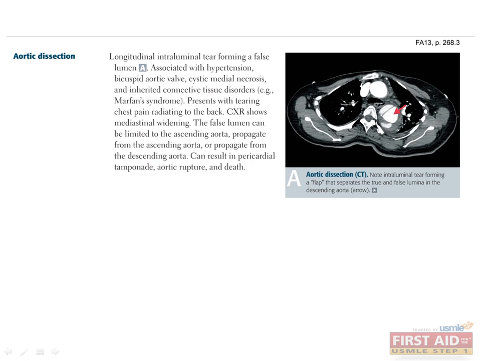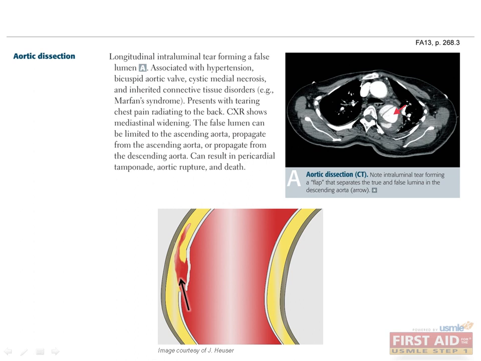Aortic dissections are also commonly tested and high yield. This occurs when there is a tear within the intima of the aorta, producing a false lumen which blood can enter, which you can see in this image. This is associated with hypertension, Ehlers-Danlos syndrome, and cystic medial necrosis, and this is a life-threatening emergency.